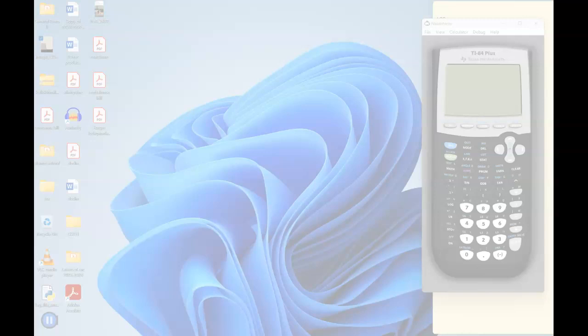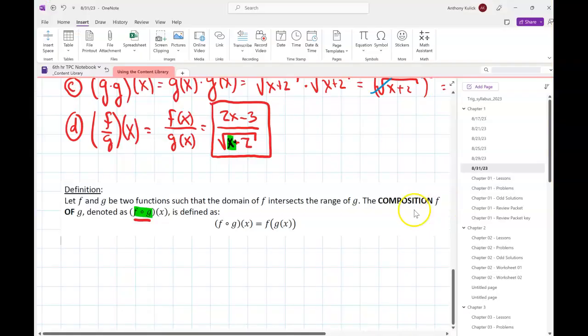All right, let's do some practice on compositions.